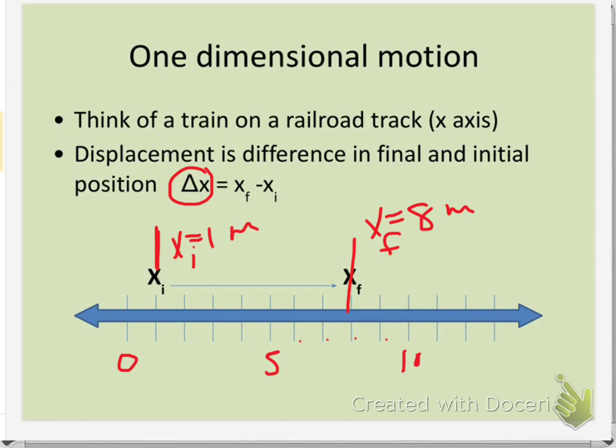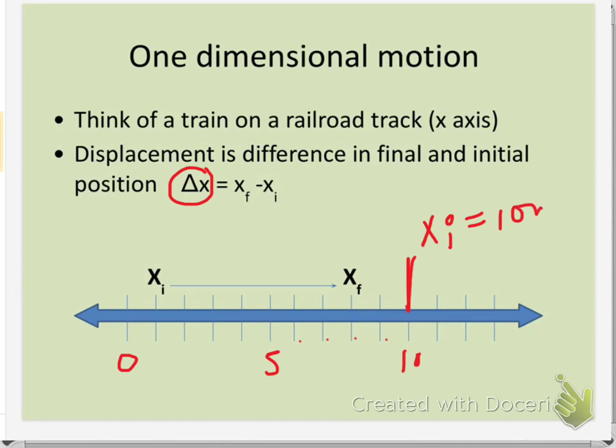What if my initial position was 10 meters and my final position was 5 meters? Now what's my displacement? -5. So you can have a negative displacement. It essentially means you're going backwards on a number line, if we think of that one-dimensional motion as sort of a number line.